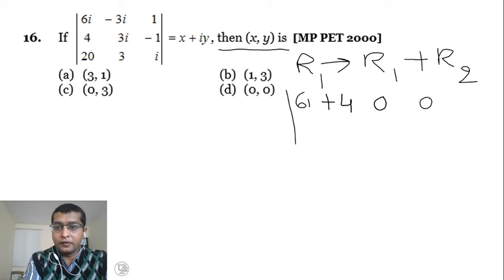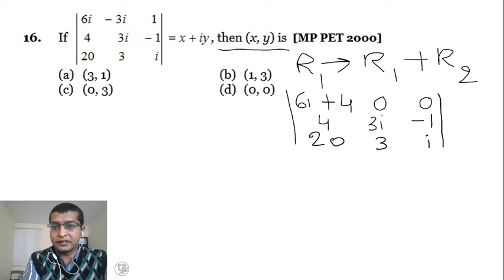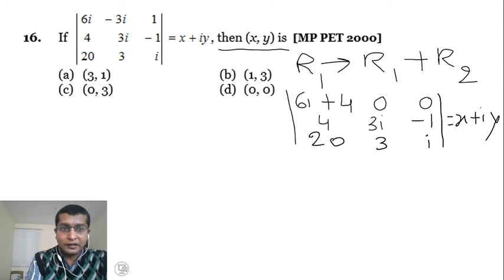Next we get a 0, remaining other elements as it is. I write 4, 3i minus 1, 20, 3i. So this is equal to x plus iy. Now we have to expand it. So expansion is 6i plus 4 as it is.